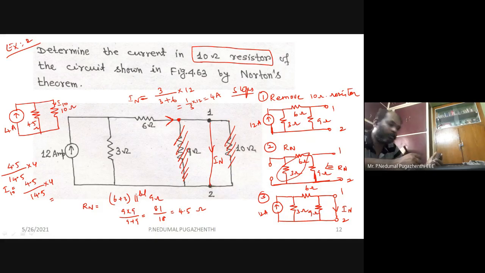How much are you getting? 4.5 divided by 14.5 into 4. How much are you getting? Please tell me. Is that 1.241 ampere? Check that. 0.241 amperes.